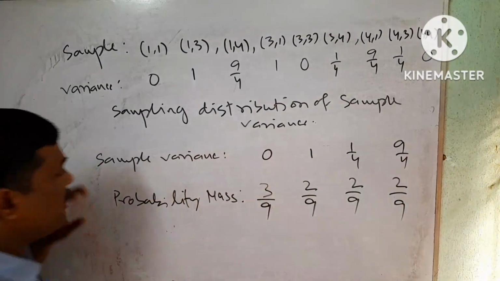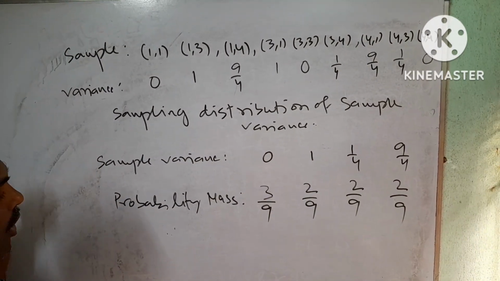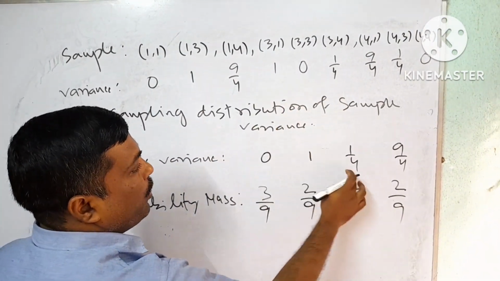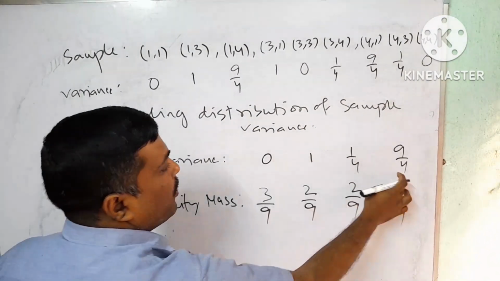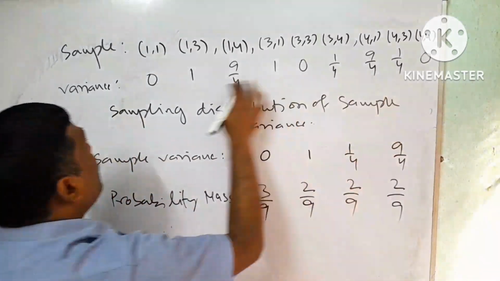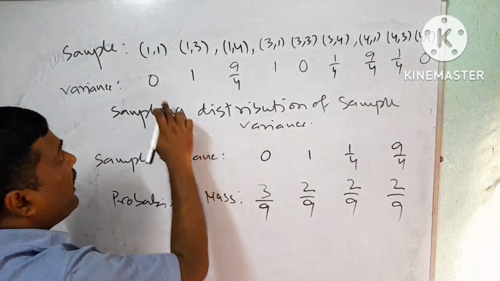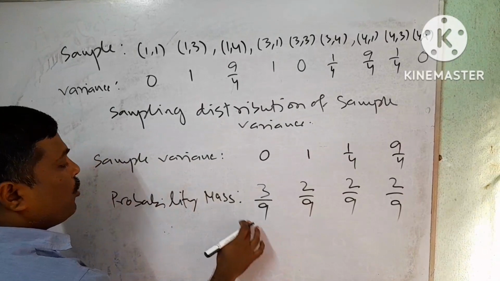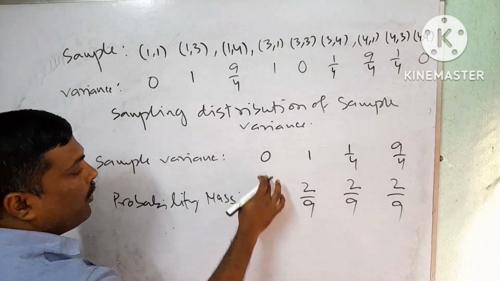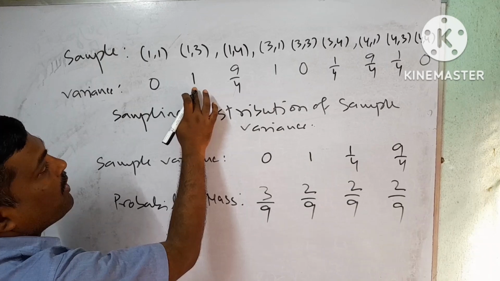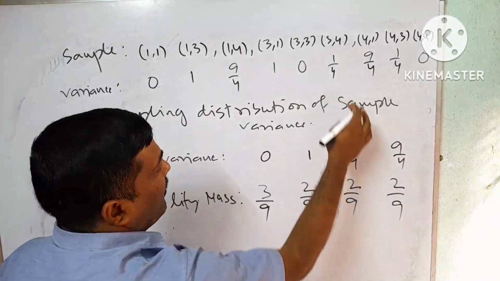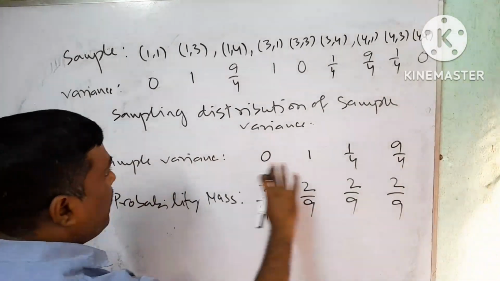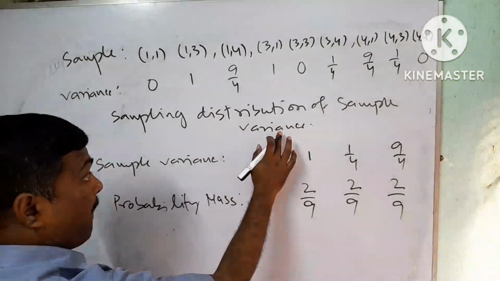So this is the sampling distribution of sample variance. We have sample variance 0, 1, 1 by 4, 9 by 4. The total number of sample variances is 9, and the frequency of 0 is 3, so the probability mass for sample variance 0 is 3 by 9. For 1, it is 2 by 9. For 1 by 4, 2 times, 2 by 9. For 9 by 4, also 2 times, so it is 2 by 9.